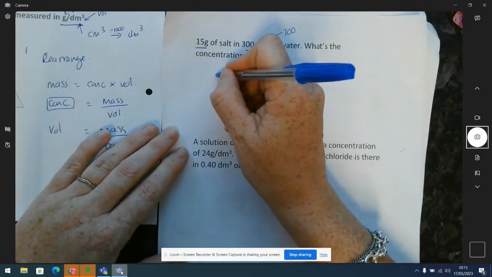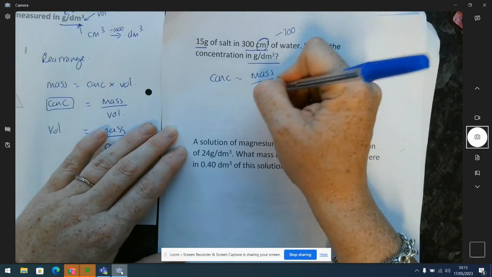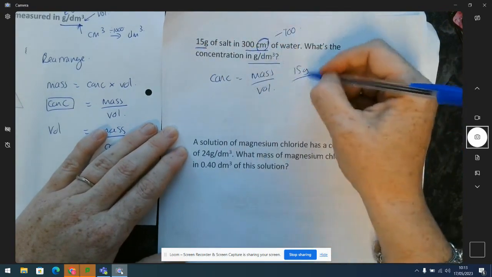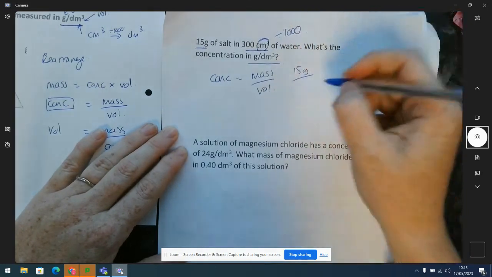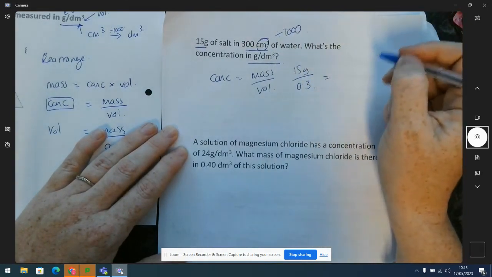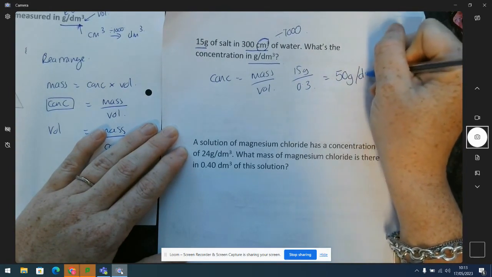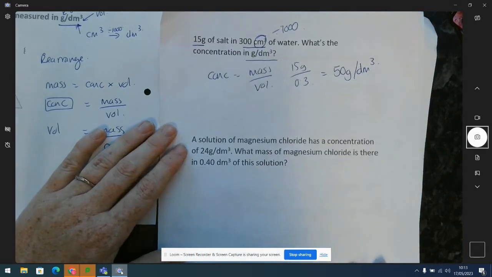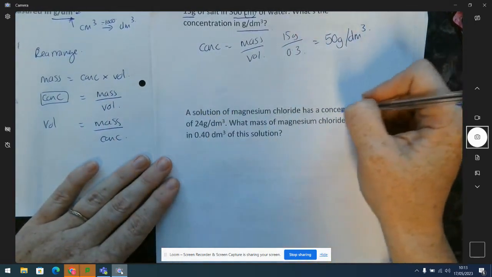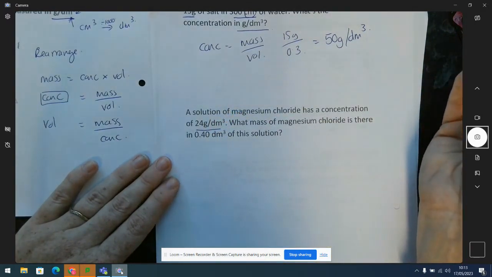So that means to do the concentration, I'm going to do mass over volume. The mass is 15 grams, and the volume, once it's divided by 1000, would be 0.3, and that gives me a concentration value of 50 grams per decimeters cubed. Okay. Next, a solution of magnesium chloride has a concentration of 24 grams per decimeters cubed.